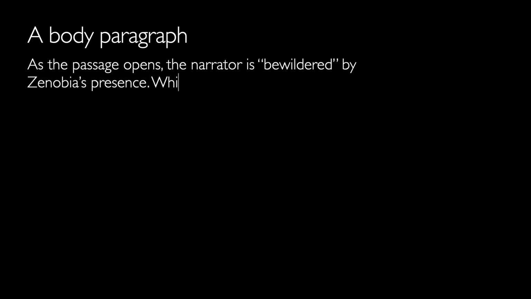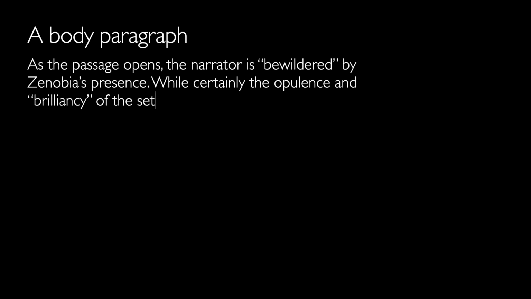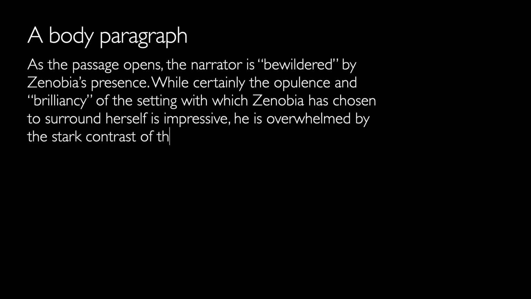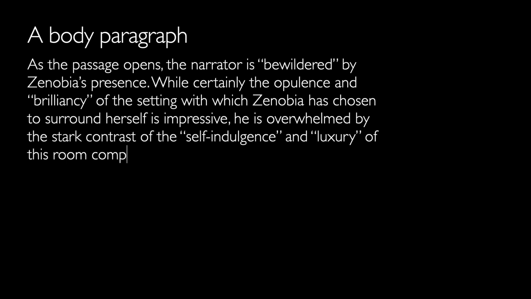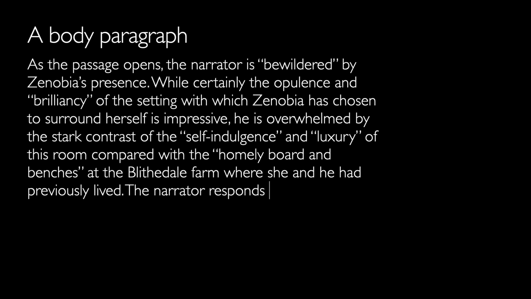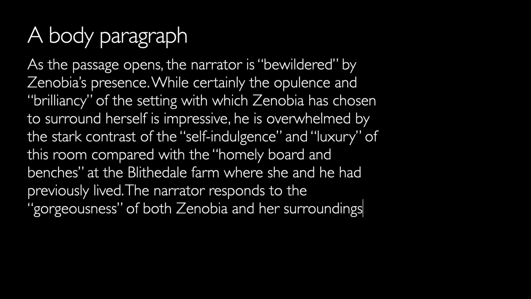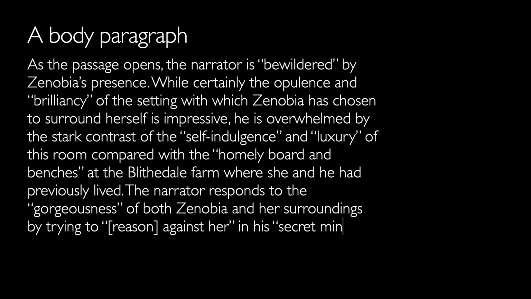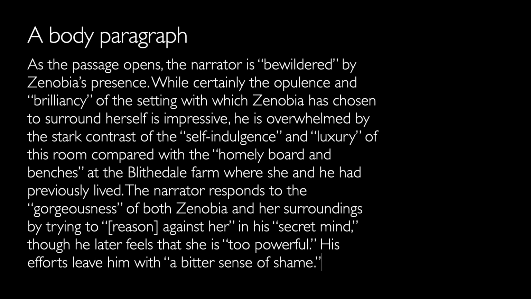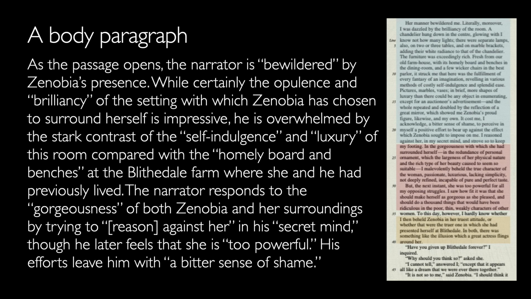Okay. So, as the passage opens, the narrator is bewildered by Zenobia's presence. While certainly the opulence and brilliancy of the setting with which Zenobia has chosen to surround herself is impressive, he is overwhelmed by the stark contrast of the self-indulgence and luxury of this room compared with the homely board and benches at the Blythedale farm where she and he had previously lived. The narrator responds to the gorgeousness of both Zenobia and her surroundings by trying to reason against her. In his secret mind, though he later feels she is too powerful, his efforts leave him with a bitter sense of shame.